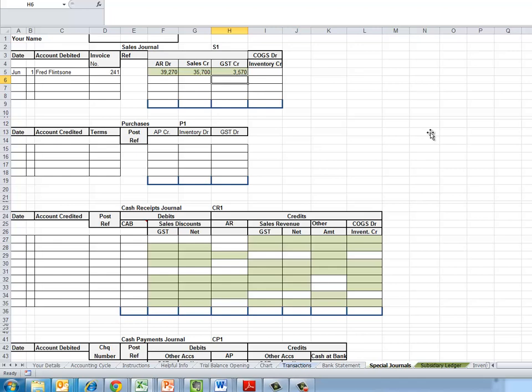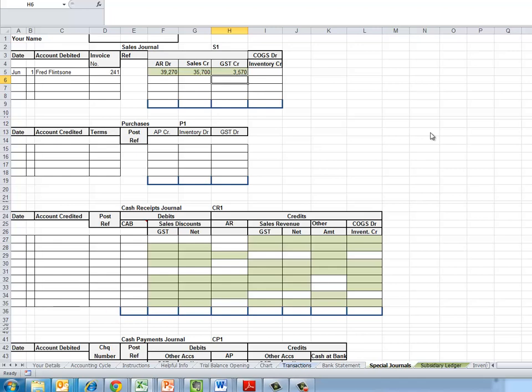As well as that we've got GST in the picture, that you need to collect GST on behalf of the government. So you've got credit GST, which is really a liability to the government, and then you've also got to add that to your accounts receivable. But as well as that, we're also selling inventory, so we need to work out how much the inventory is.